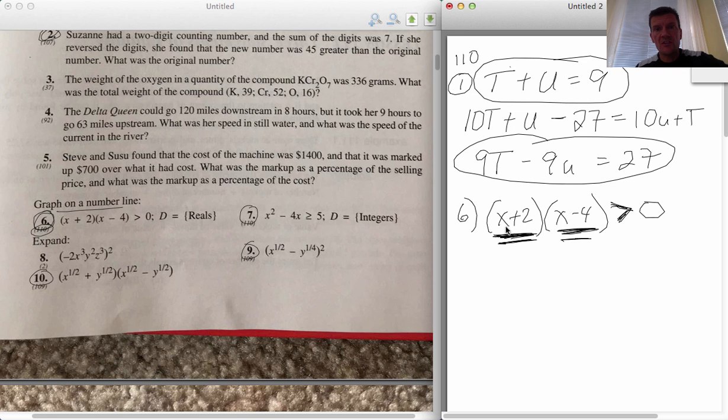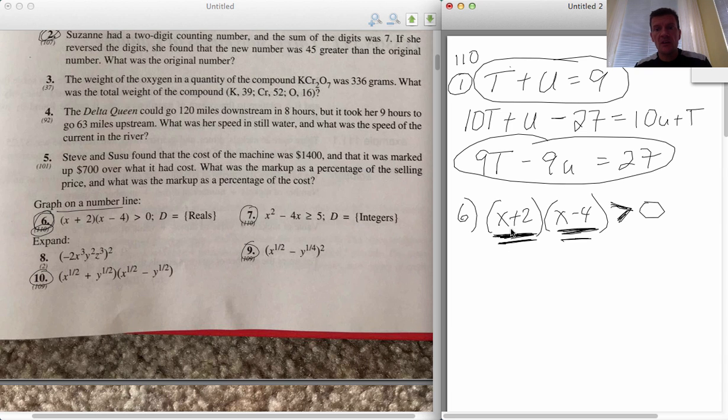So as I said, you're going to test different regions. So you have either positive times positive or negative times negative to give you something greater than 0. But what you want to do is you first want to see where this product is equal to 0. And that's going to divide your number line into regions that you will then test. So where is x plus 2 times x minus 4 equal to 0?